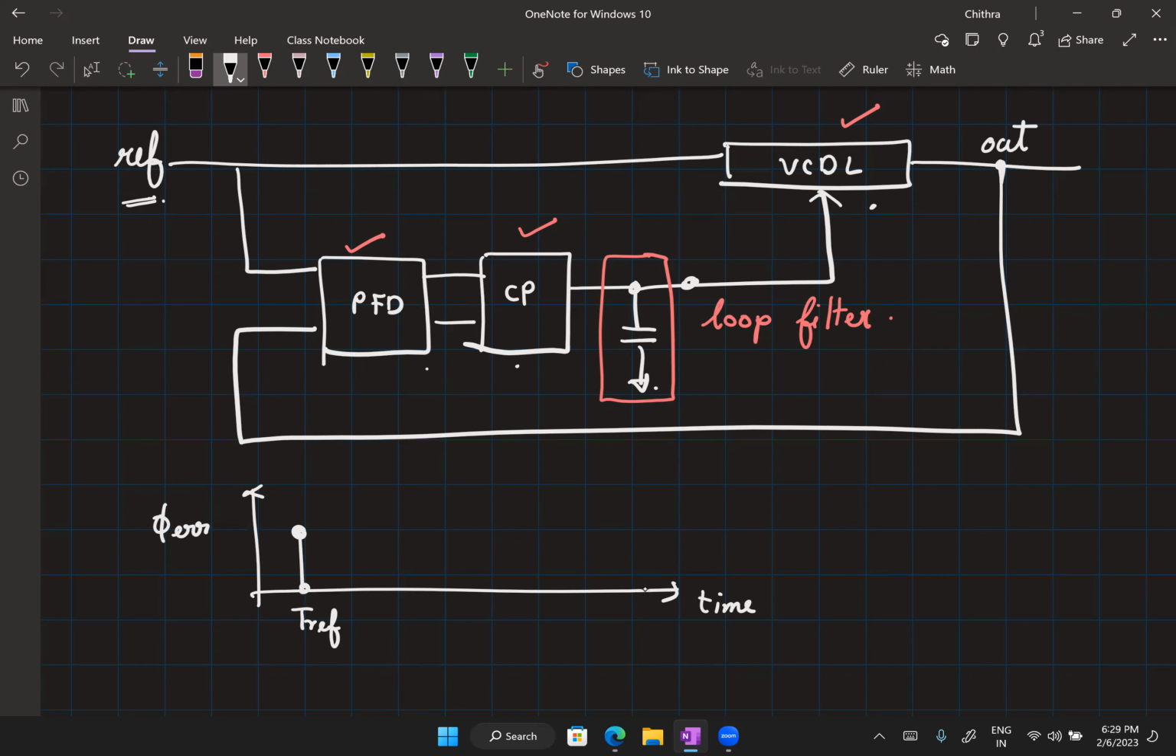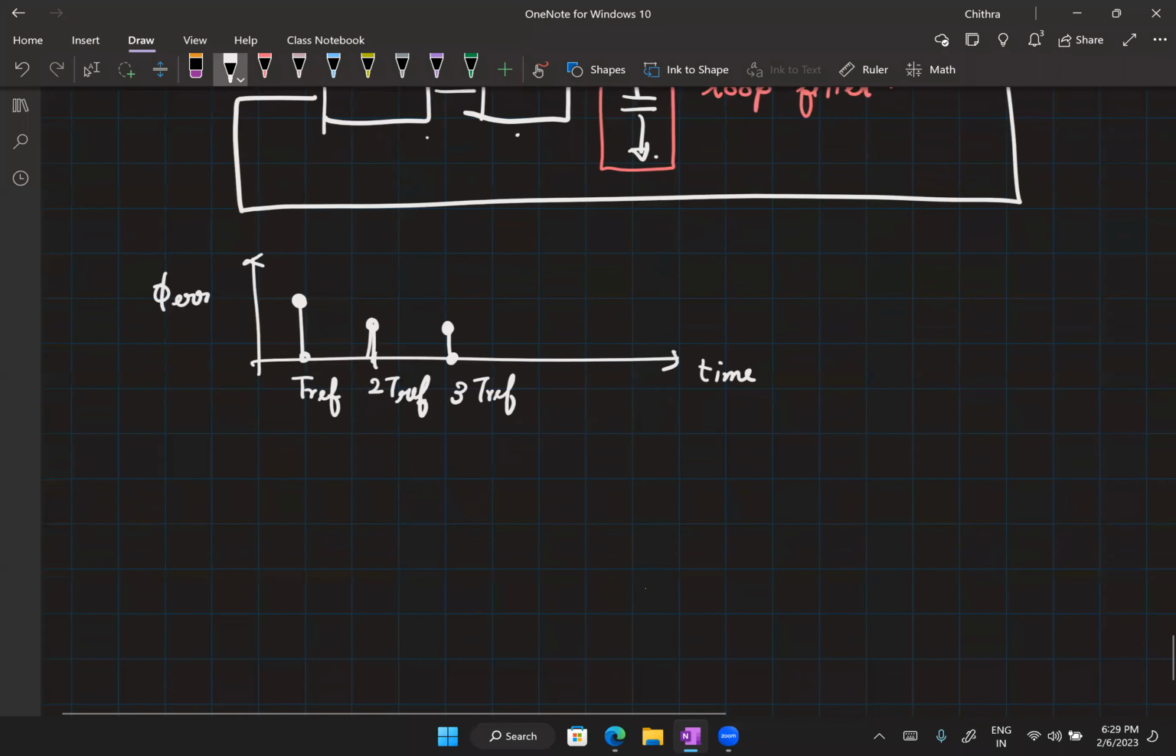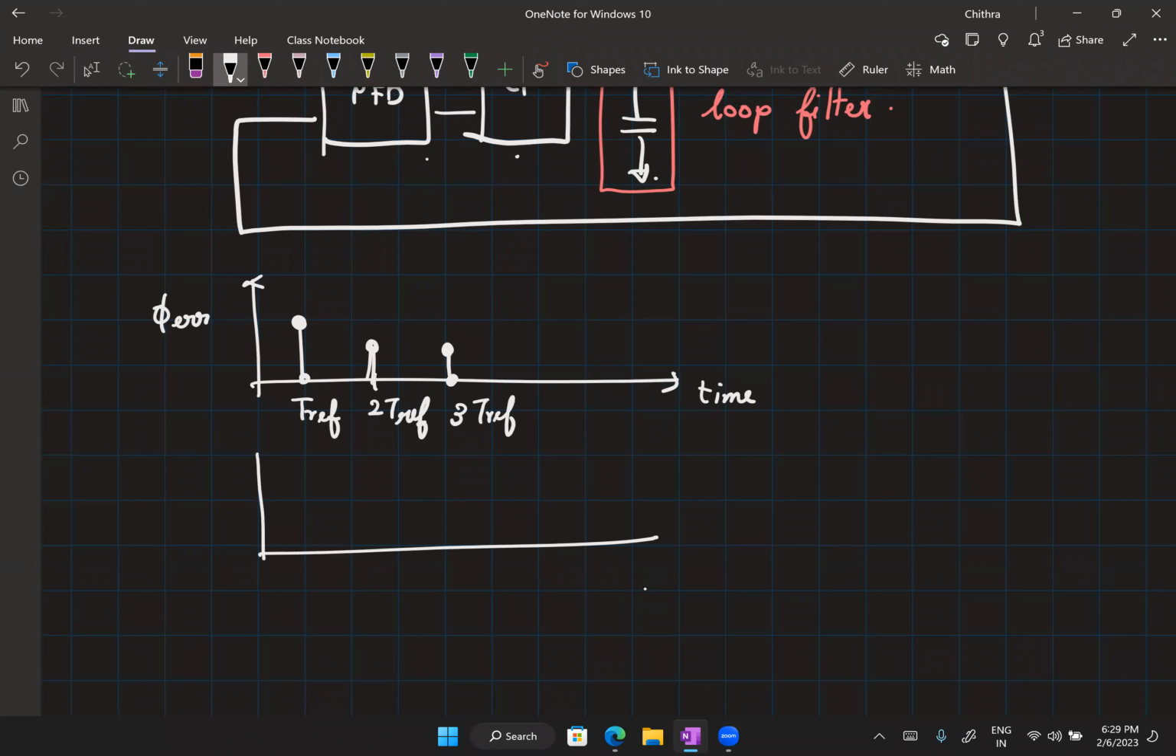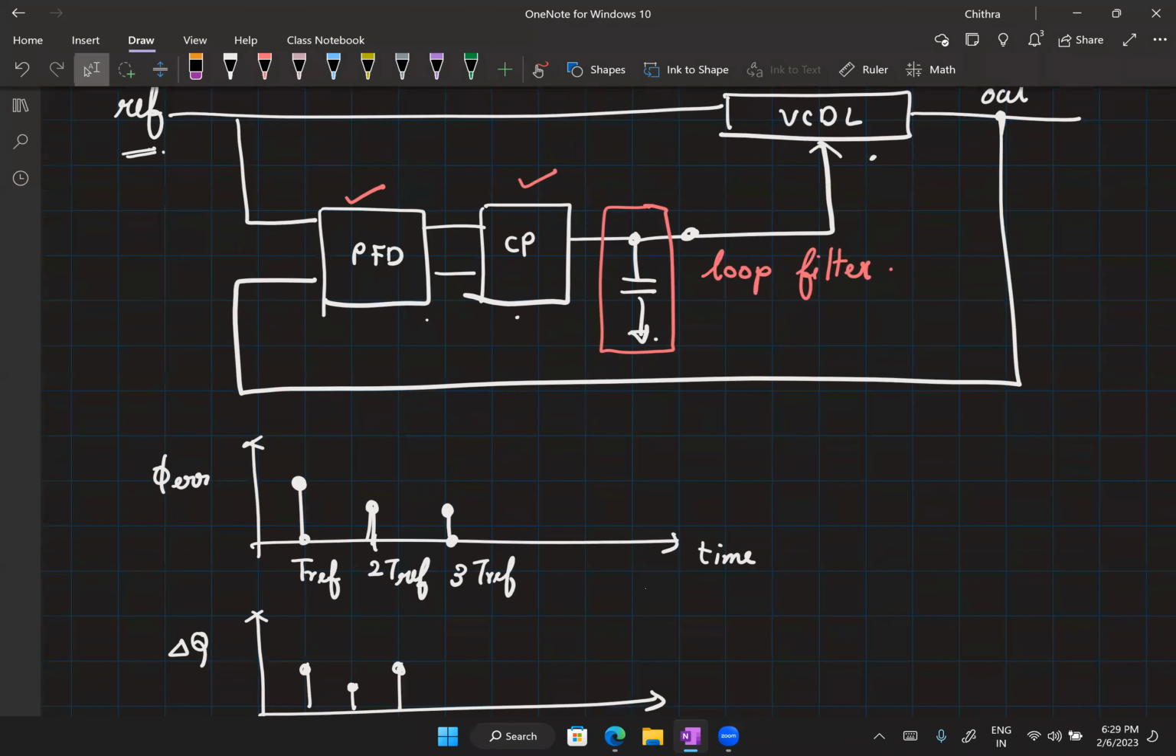So maybe the phase error has some value. At 2 Tref, the phase error has a different value. At 3 Tref, it has a different value, etc. Now, corresponding to this error, I will have some delta Q flowing into the capacitor. So these are also now discrete time values. So I can potentially model this circuit as a discrete time system also.